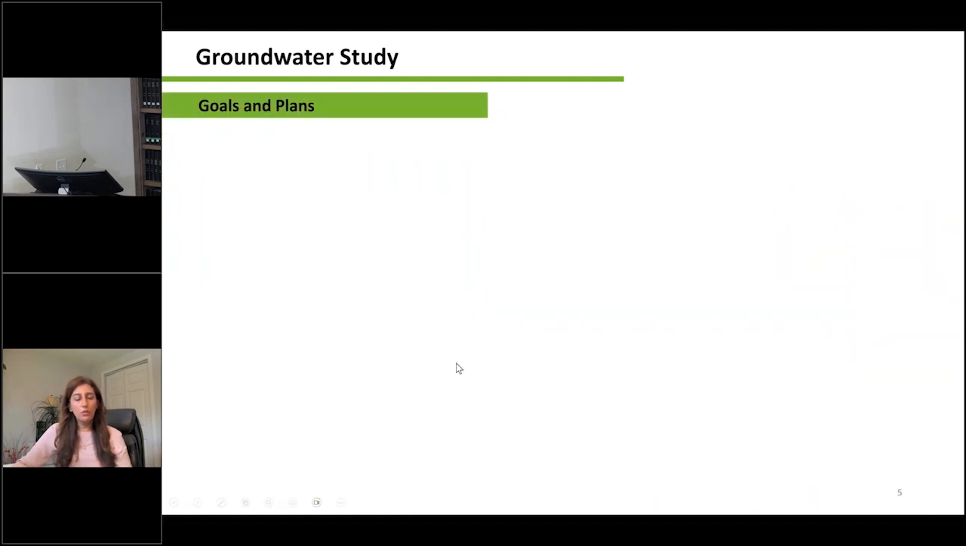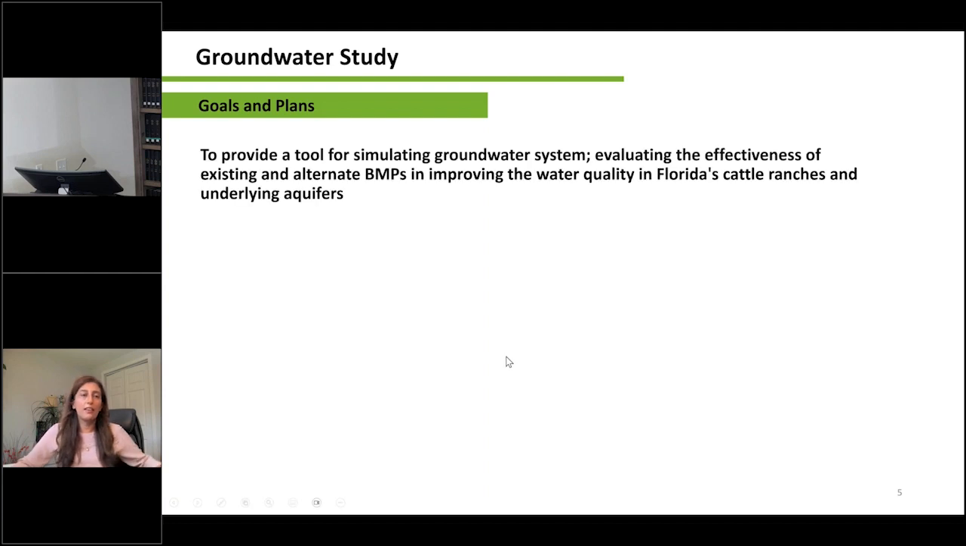So knowing all of this, now I want to say what's the goal and the objective of our groundwater study here at ONA. We would like to provide a tool for simulating the groundwater system, evaluating the effectiveness of different scenarios, what we have currently on the landscape and what we can propose for the future in terms of waste management practices to improve the water quality.